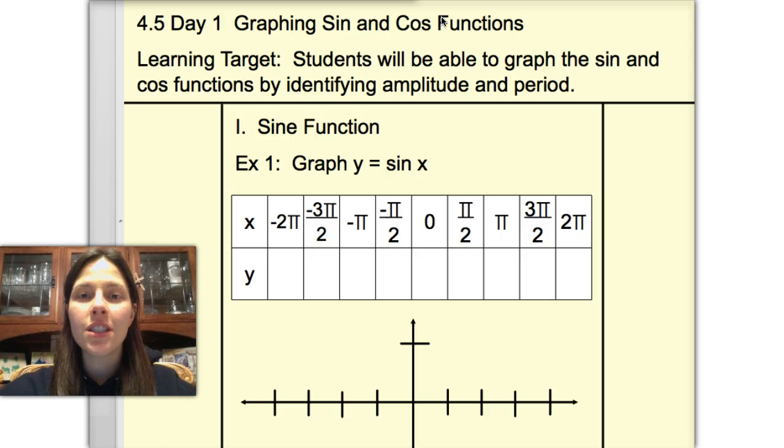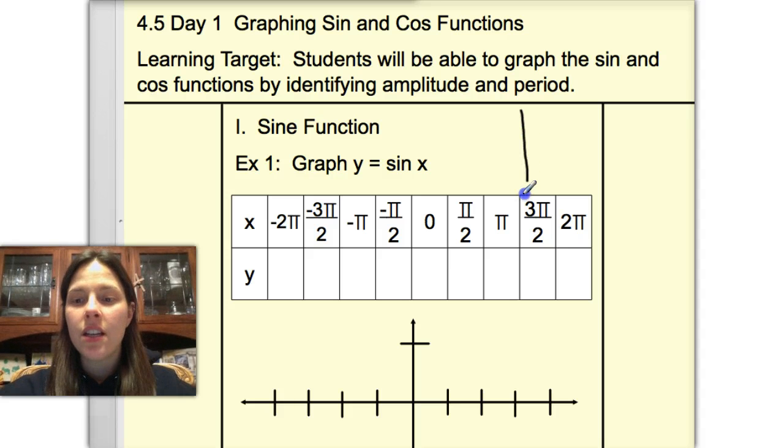Now make sure that you understand that x actually represents theta. The input for all of the trig functions is an angle, and the output is a ratio. So for example, for the sine function, the output is opposite over hypotenuse, so that's the y value. Be careful that you're not thinking about points on the unit circle when you see the x and the y value. A little bit confusing, so I wanted to hopefully clarify that before we get started.